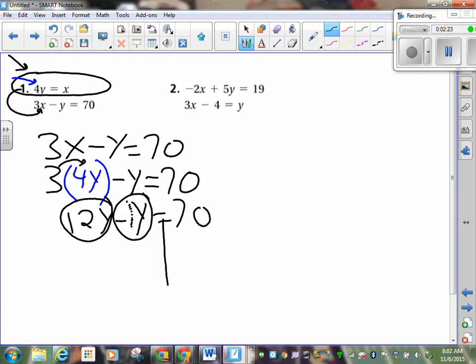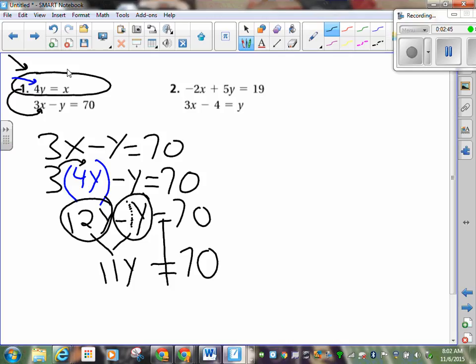Again, we do our magic wall. We need to combine like terms. They're the same thing on the same side. We combine them. 12 minus 1 is 11y equals 70.